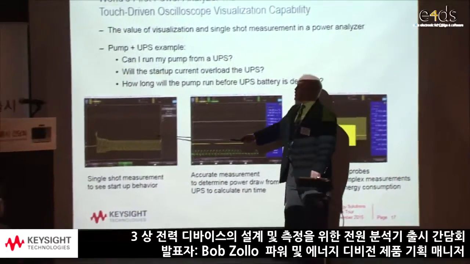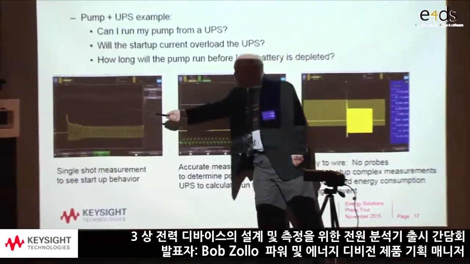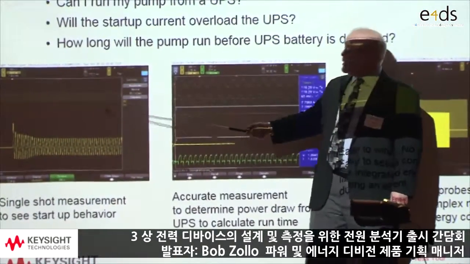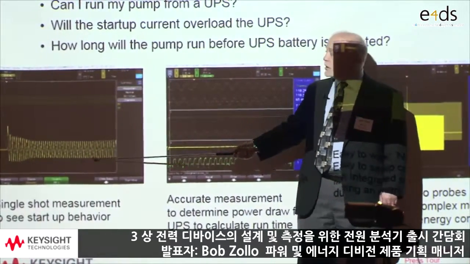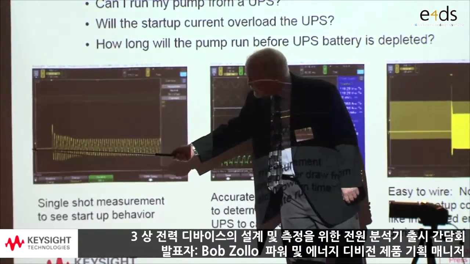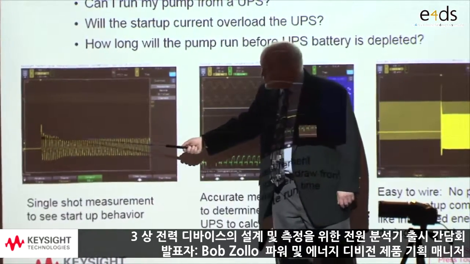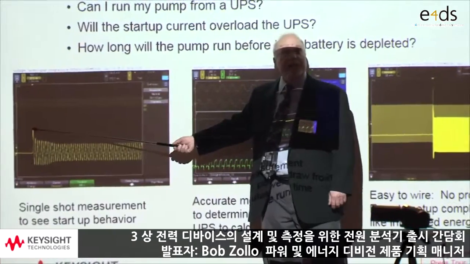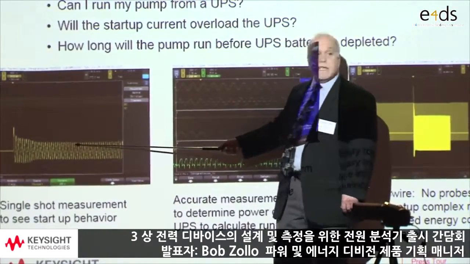So the first question is, will the startup current overload the UPS? Well, this is a screenshot from the IntegraVision Power Analyzer, like you see over there. The top waveform is the AC voltage. The bottom waveform is the AC current going into the pump. You'll notice the pump has no current flowing into it here, and then the pump turns on. And you see there's a cycle here, a peak current. This is about 41 amps. And then it quickly settles down to about 20 amps.